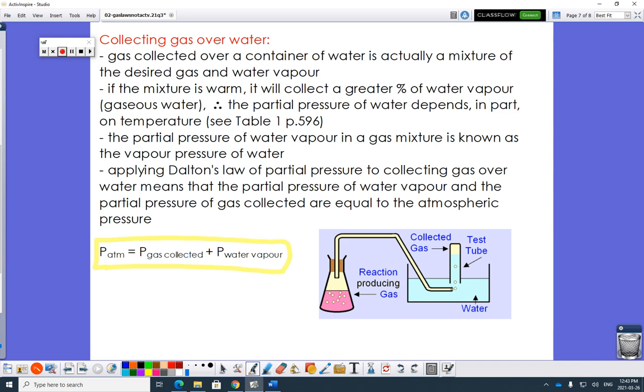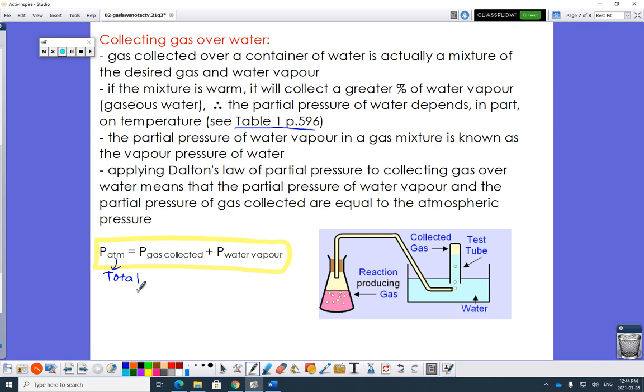But you have to take into account what the water vapor pressure is, and that is actually a reference value. So in order to do this question, you have to be given that value, or when you go to do the homework, you look it up in table 1 on page 596. So this is just Dalton's law of partial pressures applied to collecting gas over water. This one here is the same as P total.